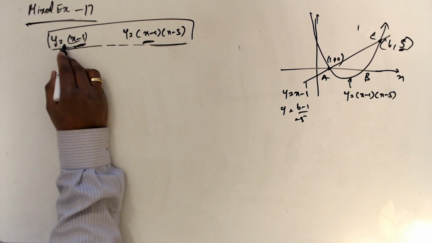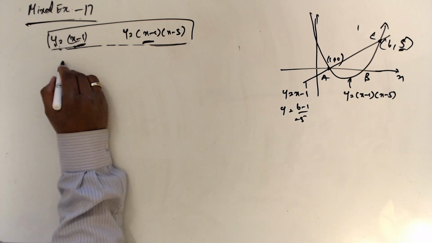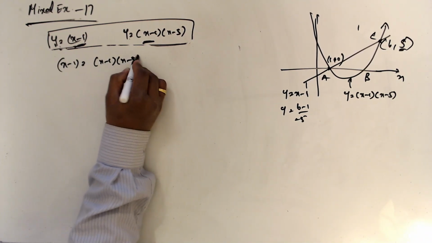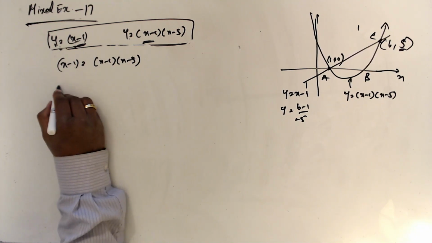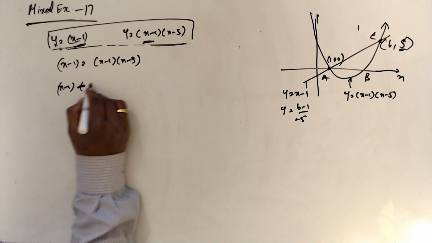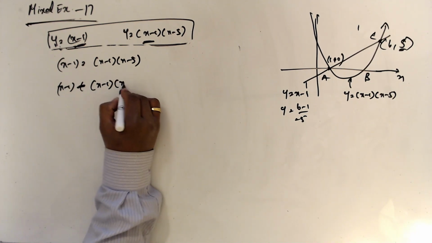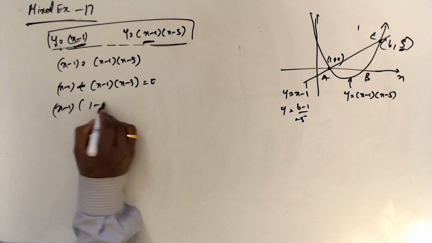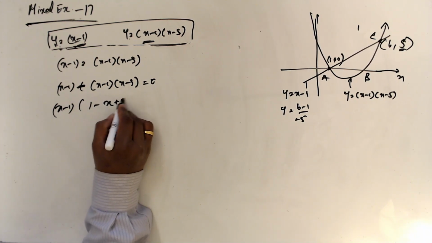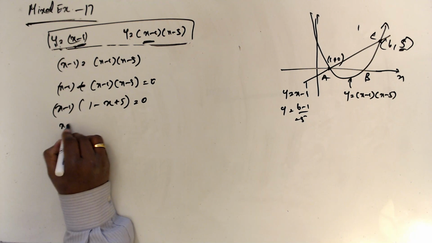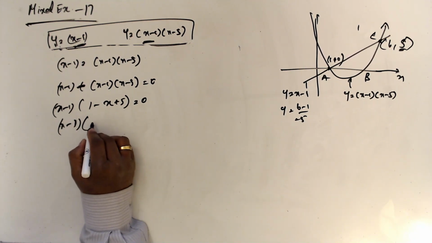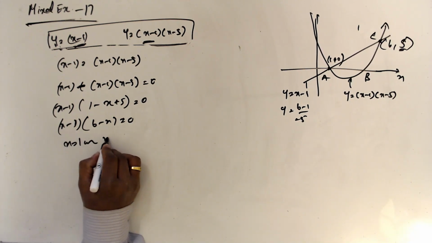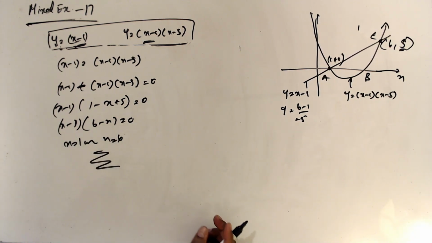This one equal x minus 1 times x minus 5. So then bring it to this side: x minus 1 minus x minus 1 times x minus 5 equals 0. x minus 1 is common. So x minus 1 times 1 minus x plus 5 equals 0. x minus 1 times 6 minus x equals 0. x equal 1, no, x equal 6. You can work it out like that.